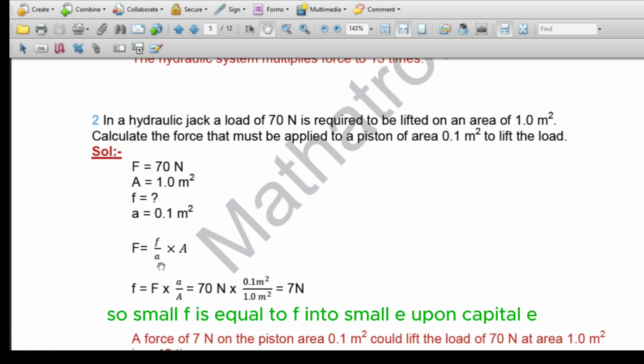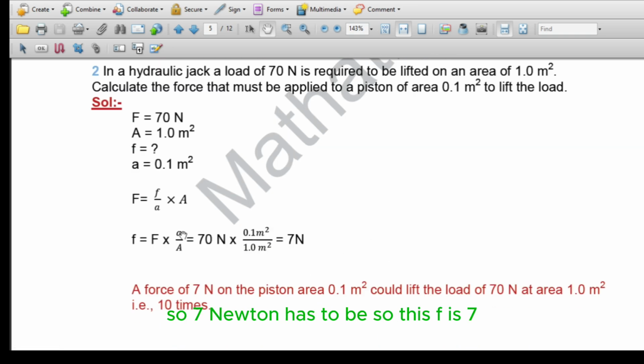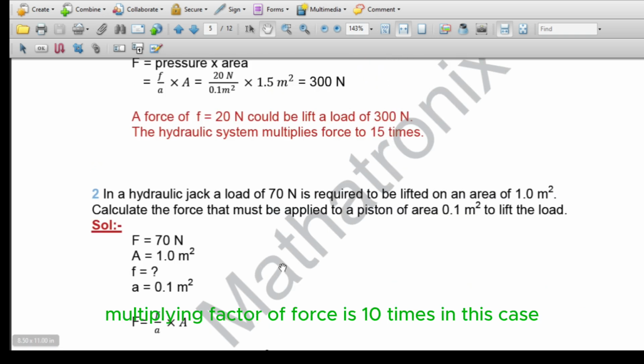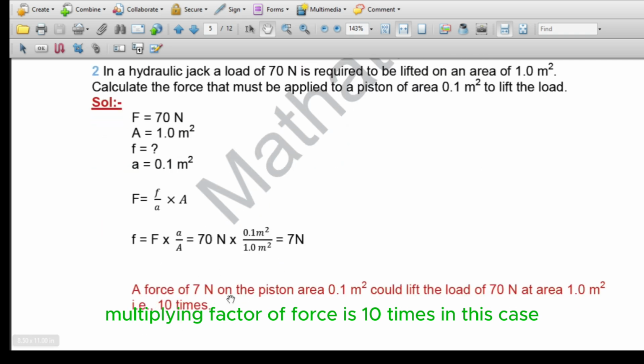So small f is equal to F into small a upon capital A. Here F is 70 Newtons, small a is 0.1 m², while capital A is 1 m². So 7 Newton has to be applied. So this f is 7 Newton. The force of 7 Newton on the piston of area 0.1 m² could lift the load of 70 Newton at area 1 m². Here the multiplying factor of force is 10 times in this case.